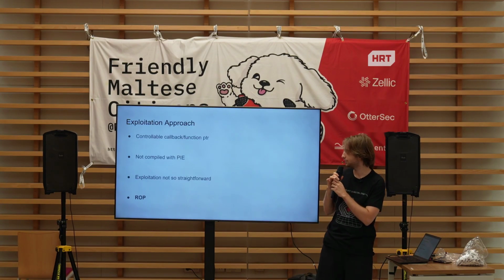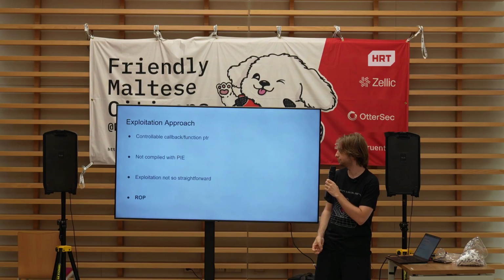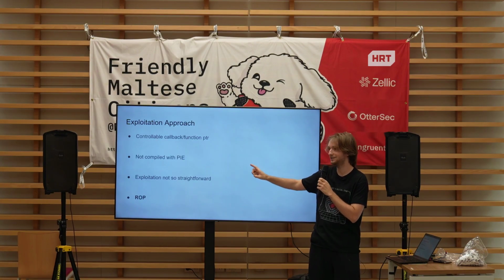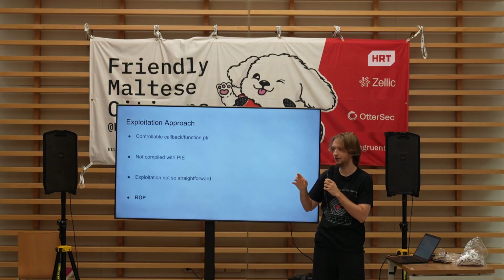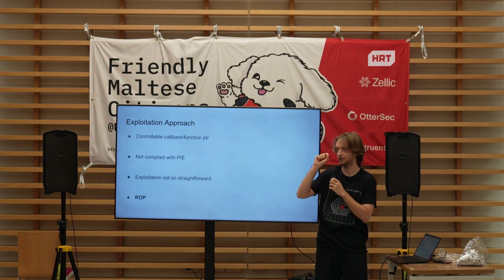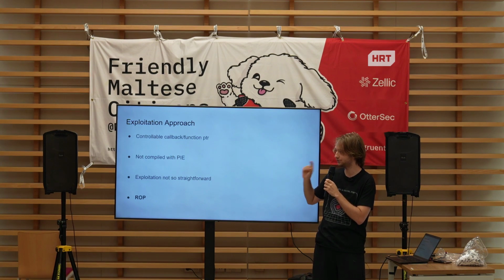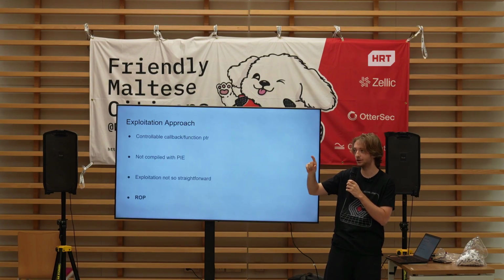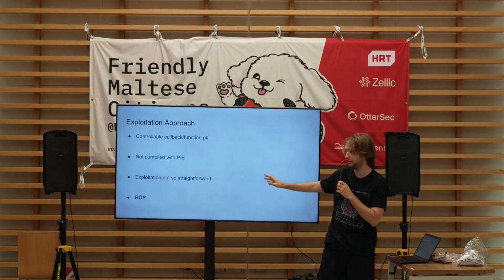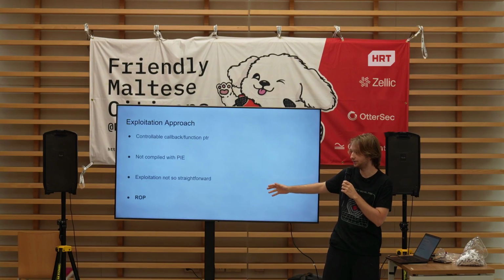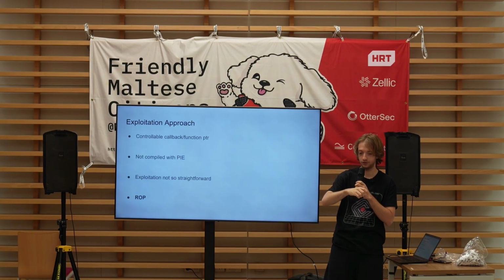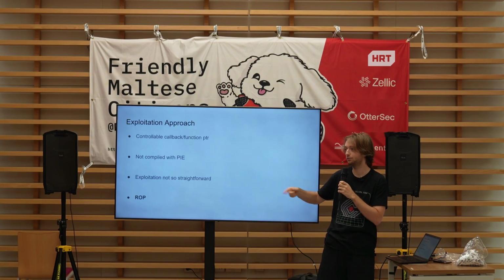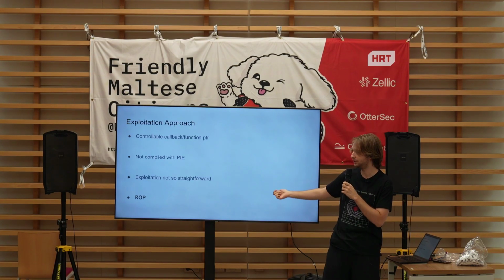As for exploitation, as I said, we have a controllable function pointer. It should be noted that Node isn't compiled with PIE. PIE is not really a mitigation, but it's essentially that instead of having the binary compiled at constant addresses and loaded at those addresses, it's accessed through offsets and loaded at random addresses in the computer, right? That is connected with ASLR, which essentially randomizes the addresses at which the process is loaded.